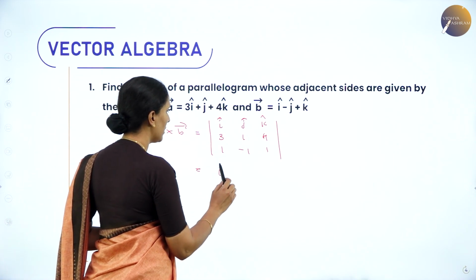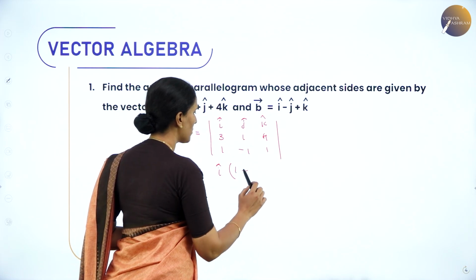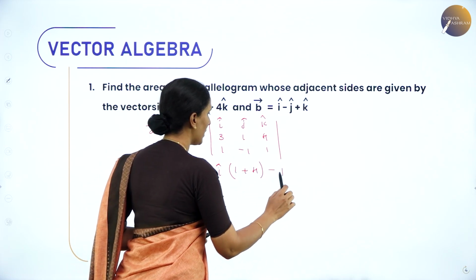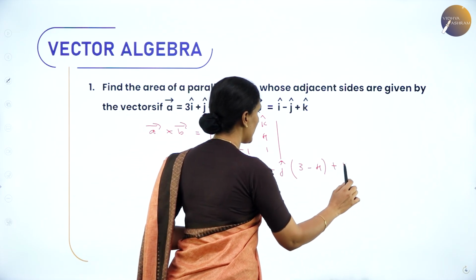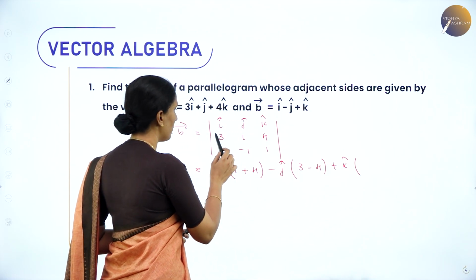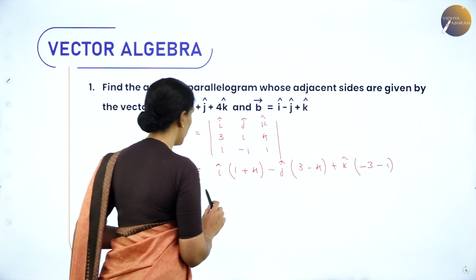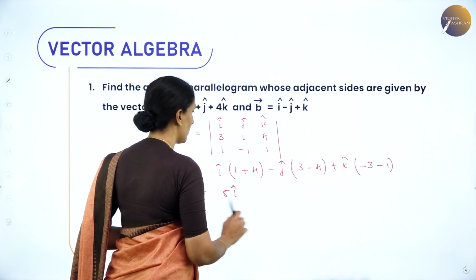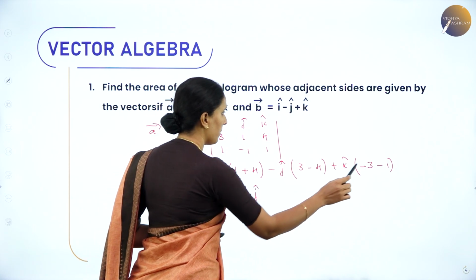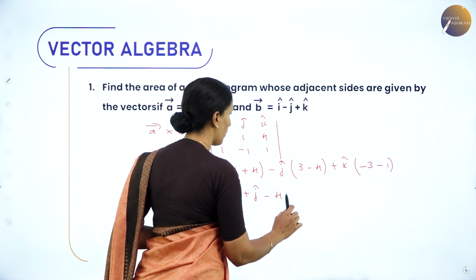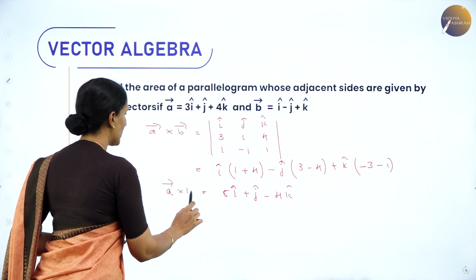So if we take the determinant of this, then it is 1 minus 4 becomes plus 4, minus j, 3 ones are 3, minus 4 ones are 4, plus k. We have 3 into minus 1 minus 3 into 1, minus 1. So this is 5i minus, minus 1 of minus, plus j, and minus 3 minus 1 is minus 4k. So now this is our vector A cross B.